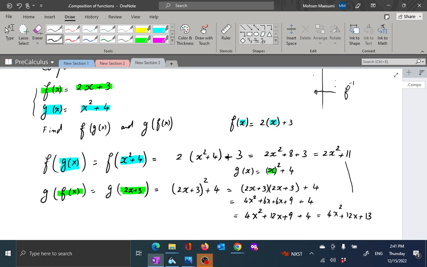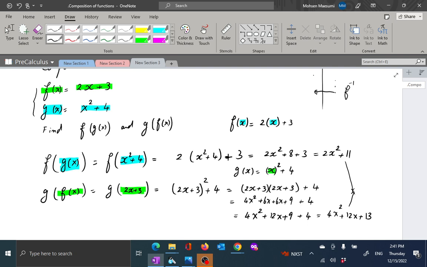Notice that these two typically don't have much of anything to do with each other. They're not the same or anything like that. f of g of x typically is very different from g of f of x.